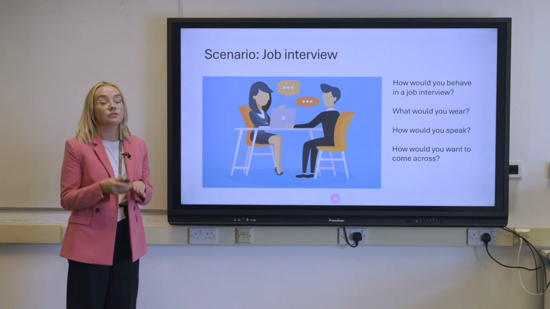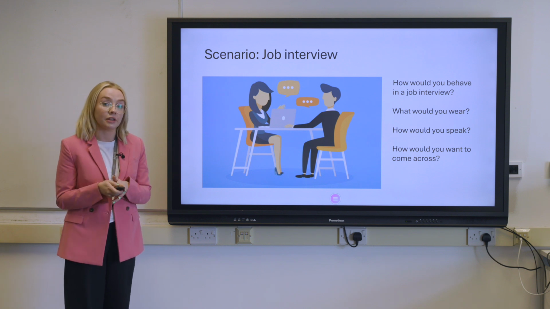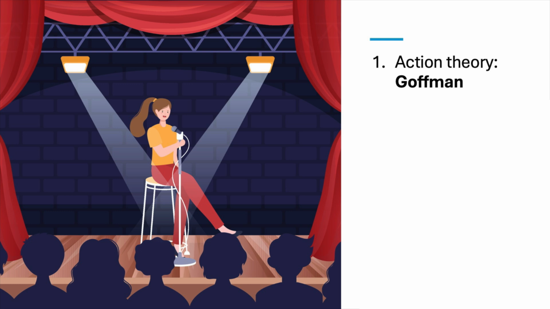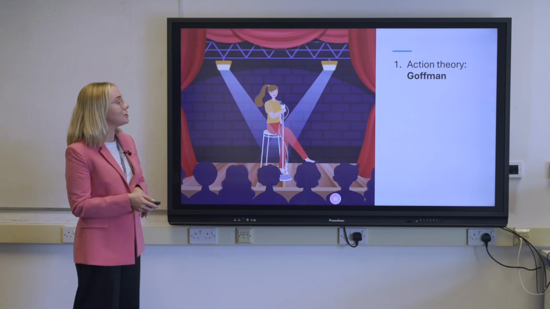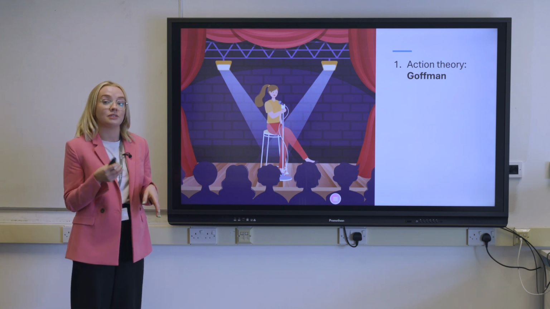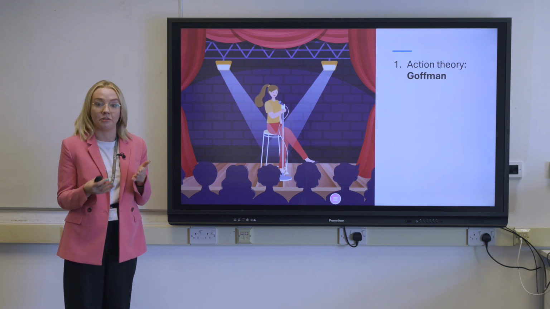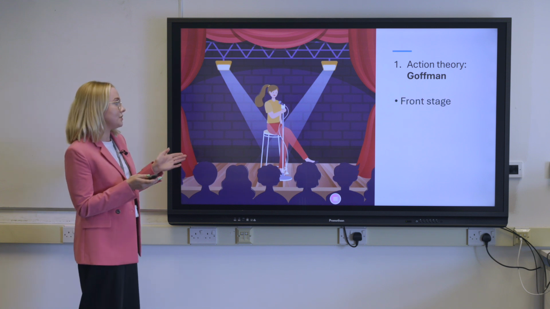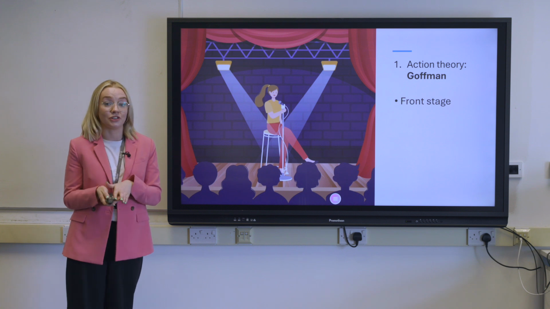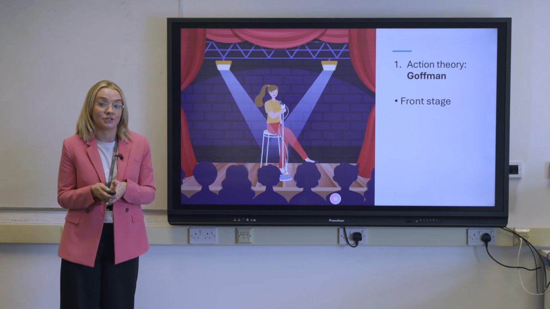Okay, so I'm going to give you two different ways in which theories would look at this behaviour and the choices that you've just made there. So one way in which we could explain the behaviour options that you've chosen in the job interview is through an action theorist called Goffman, who's one of my favourite theorists, and he uses the idea of what he calls the dramaturgical model, which is the idea that your behaviour is like a drama performance, like as if you were in the theatre. So on your front stage you are putting on a performance to audience members and you want to come across a certain way.